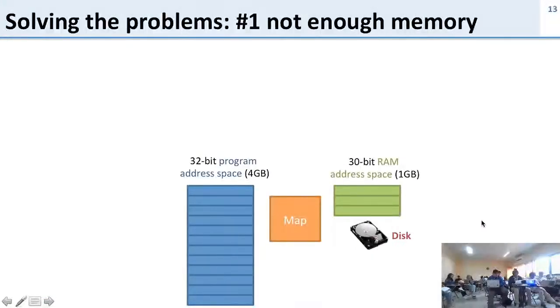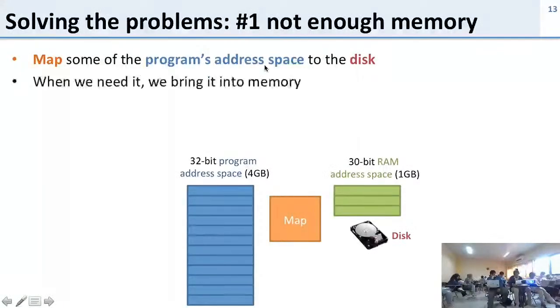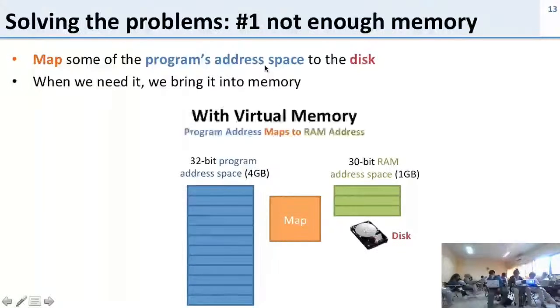So let's take a look at how virtual memory solves these three problems that we looked at before. So here's our same 32-bit address program space and our same 1 gigabyte 30-bit RAM address space. So we have 1 gigabyte of memory installed, and MIPS promises 4 gigabytes of memory space to every program. Now we've got this map in the middle, and we've got a disk over here where we can put stuff that doesn't fit. So let's take a look at this. We're going to map some of the program's address space to disk when it doesn't fit, and when we need it, we'll bring it into memory.